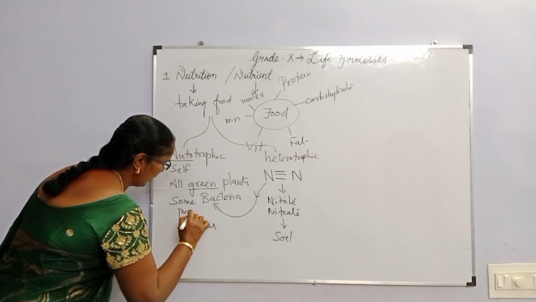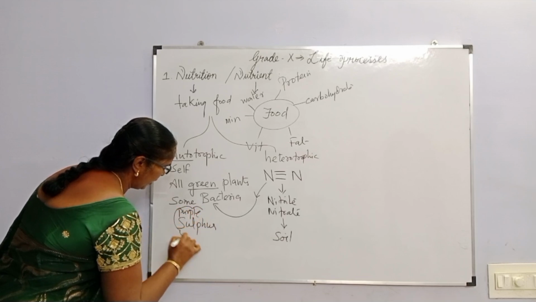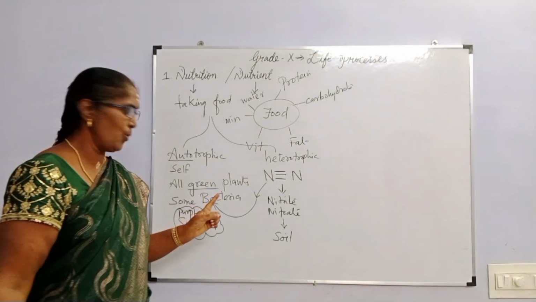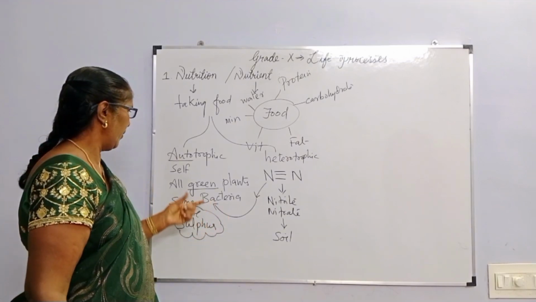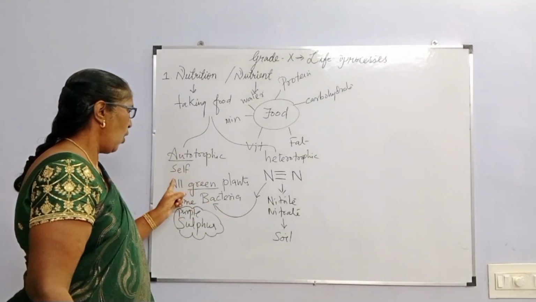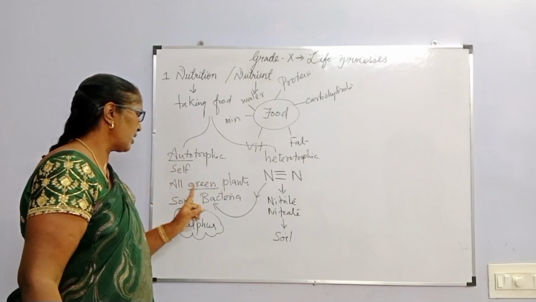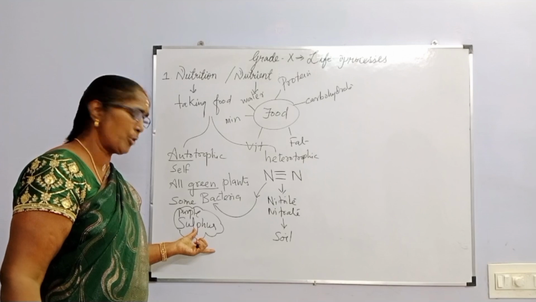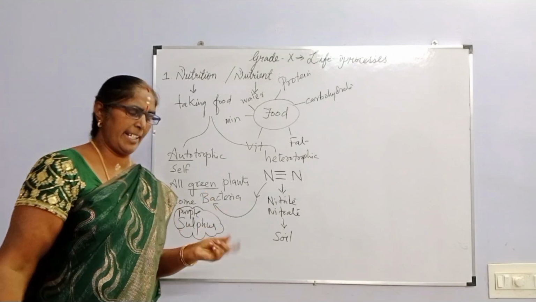Purple sulfur bacteria. These bacteria use this energy and can prepare the whole food material. Okay, so don't forget it. Whatever the autotrophic examples are, all the green plants and some bacteria, you should write them. How these bacteria prepare the whole food, you know here I think.